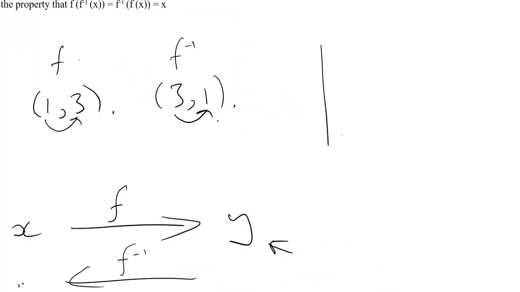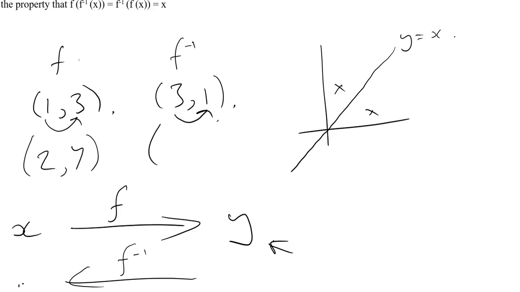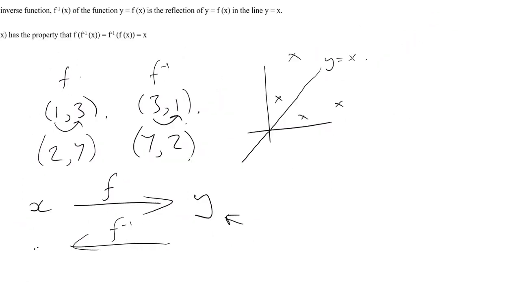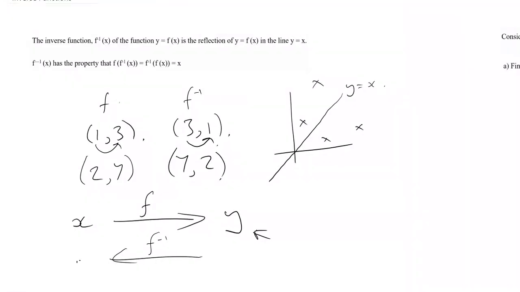If you think about plotting this graphically, (1, 3) and (3, 1) are going to be a reflection in the line y = x. And it would work for any point. If I had the point (2, 7), the inverse function would have (7, 2) in it. It does the opposite. (2, 7) is up there somewhere, (7, 2) is over there. It's going to keep having this property. So that's worth considering as well.